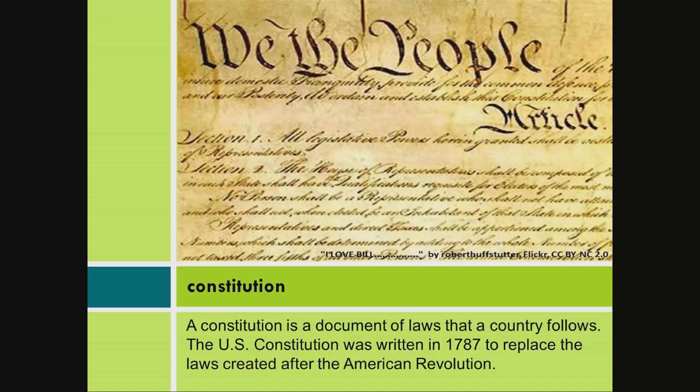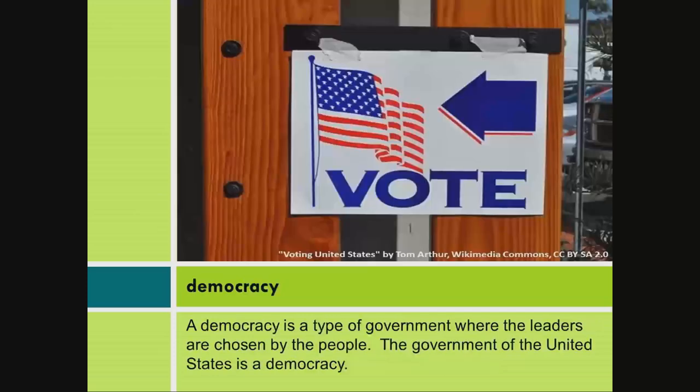Constitution. A constitution is a document of laws that a country follows. The U.S. Constitution was written in 1787 to replace the laws created after the American Revolution. Democracy. A democracy is a type of government where the leaders are chosen by the people. The government of the United States is a democracy.